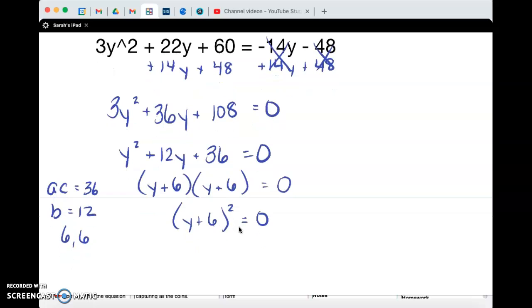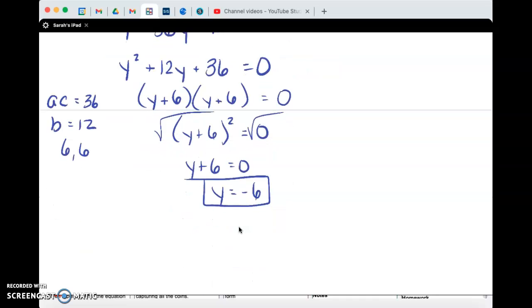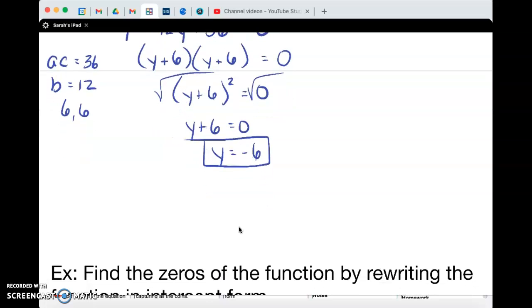I still want to solve this for y though. So you have y plus 6 equals 0, so y equals negative 6. Technically, if I wanted to get rid of the square, it's the square root, but yeah, it's y equals negative 6. And we could always check these by plugging them back in. Nobody ever wants to do that.